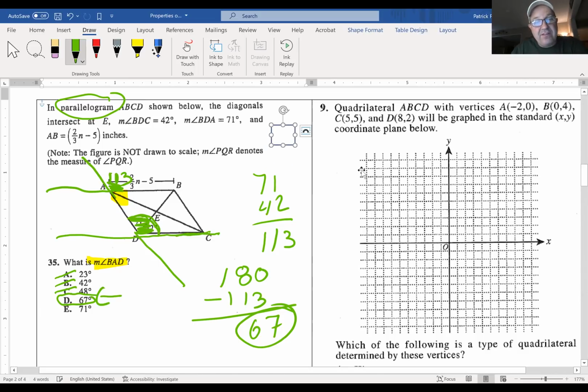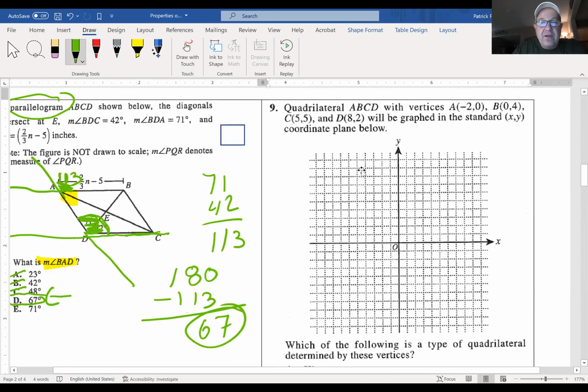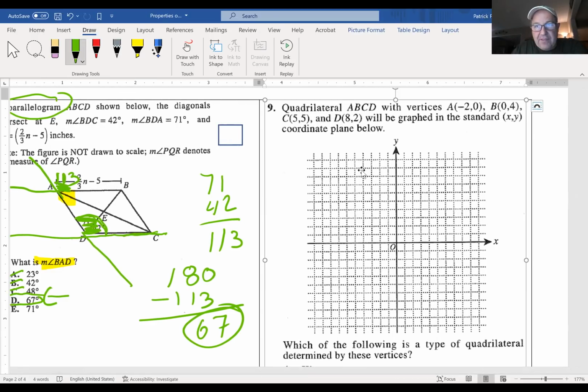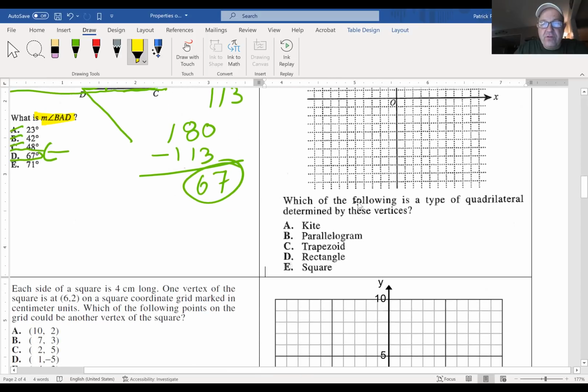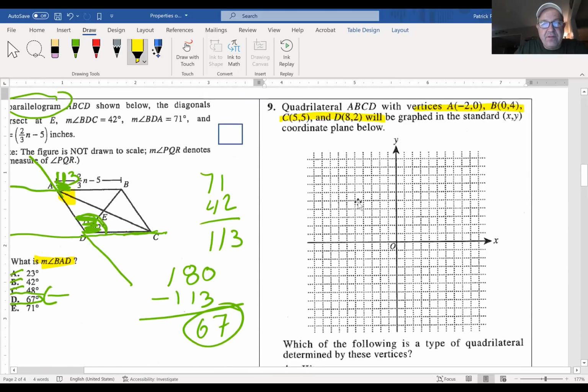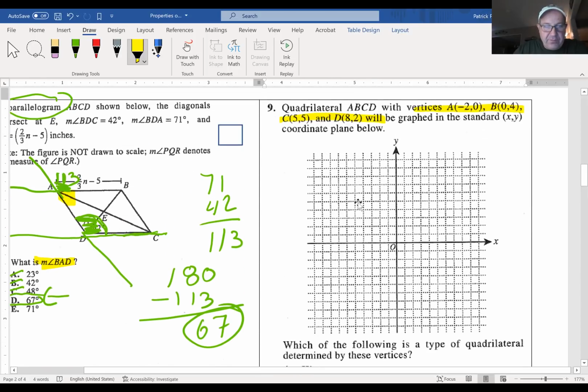Drawn to scale is pretty big in the geometry part. It definitely helps you out sometimes. Okay, here's another one. They go ahead and give us some vertices, and they say, once you plot those, what shape would you have, right? So let's go ahead and plot these up and just see what we have here.